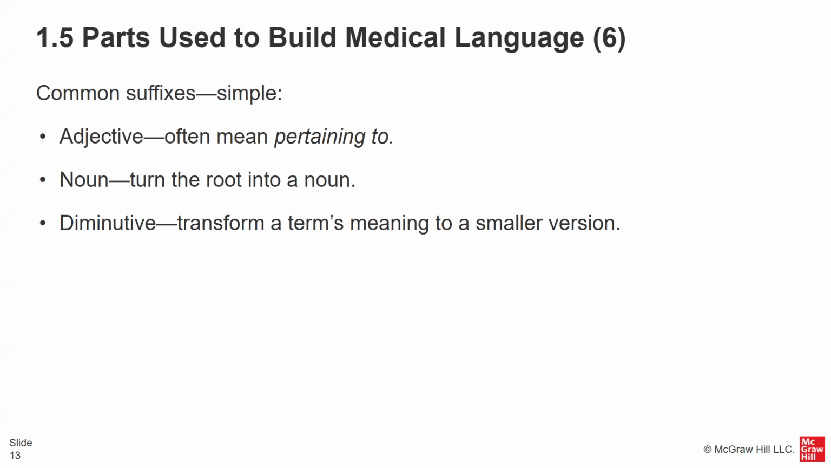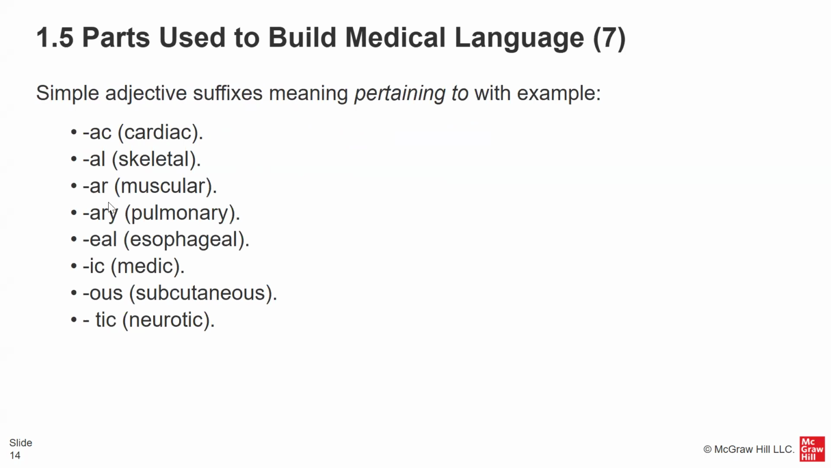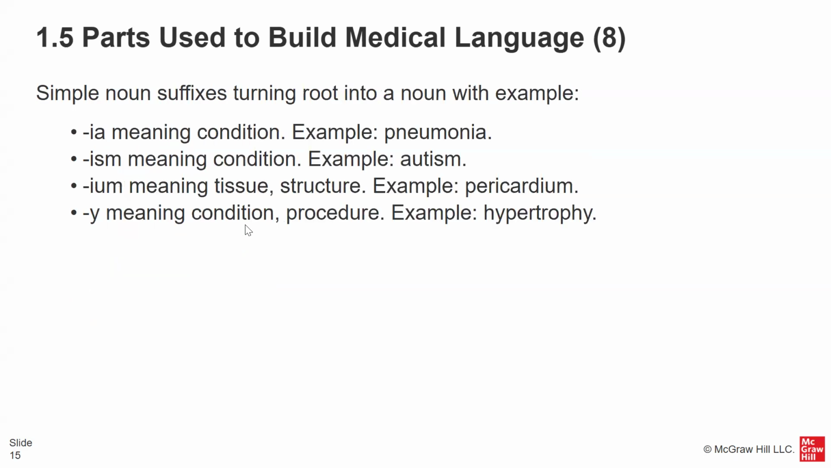Okay. So common suffixes can be adjectives, meaning pertaining to. These are your ick's and your all's and your ary's and your us's, as in cardiac, pertaining to the heart. The word root here is cardi, the suffix is ac. Skeletal, the suffix is al, the word root would be skeleto, okay. Esophageal. Esophago is the word root meaning esophagus. Eal is the suffix meaning pertaining to. Okay.